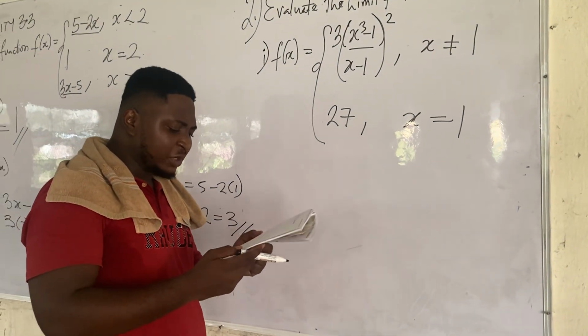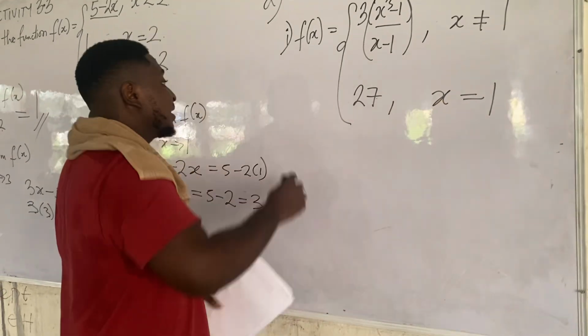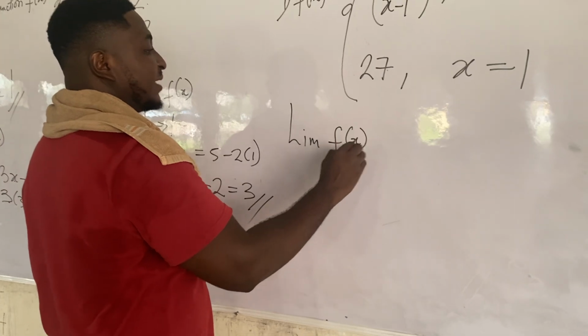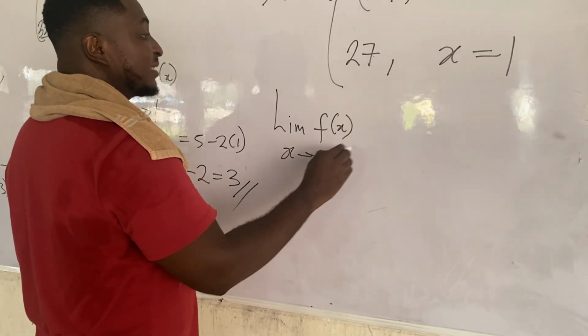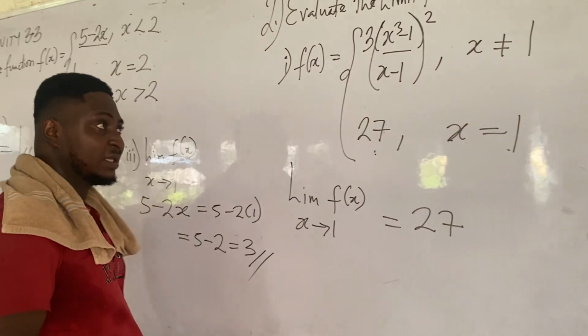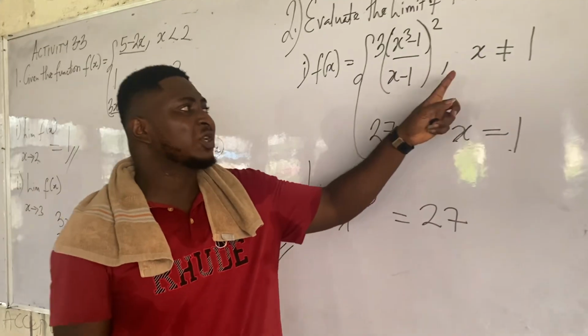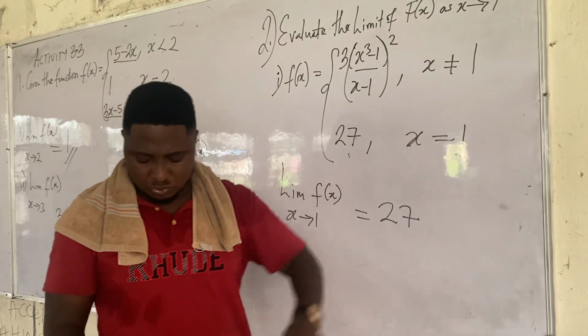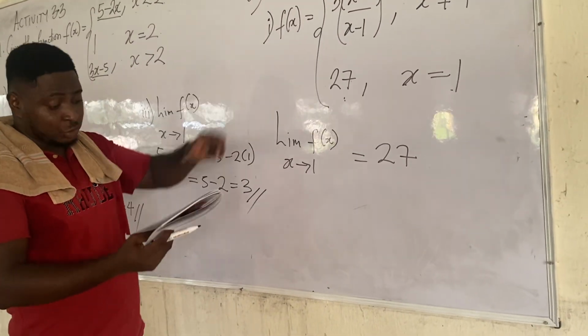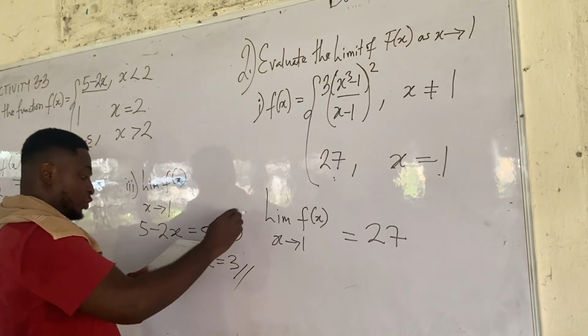Okay, so evaluate the limit of f of x as x tends to 1. Class, the limit of f of x as x tends to 1 is clearly 27. It's clearly 27 when x equals 1. But it can never be this other one because this one says x must not be equal to 1. So it's clearly 27. We have solved activity 3.3, question 2, part i.